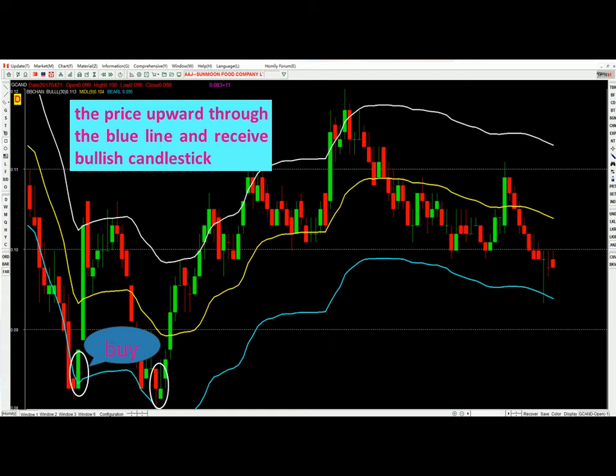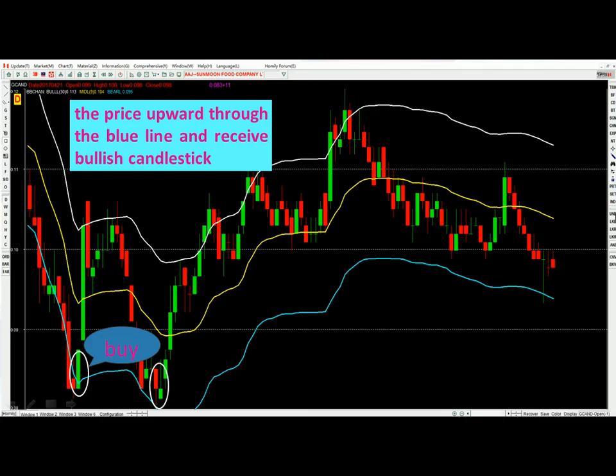Then where is the sell high? If you see the stock is in sideways, the price, the bearish candlestick breaks out upward through the white line. This is the sell point for sideways. So if you see the price is in sideways, you can do it like this. Okay. So here is another buy point. Okay. And here is the sell point. Here is another sell point. Here is the sell point for short-term trading.